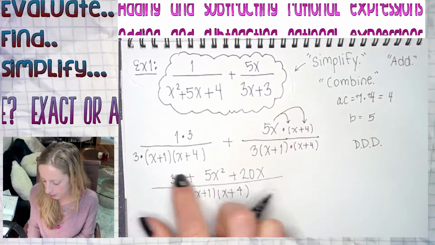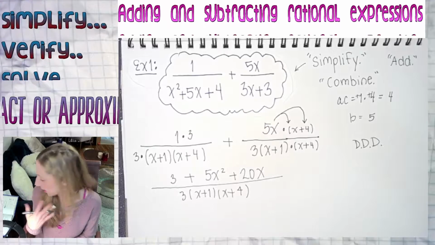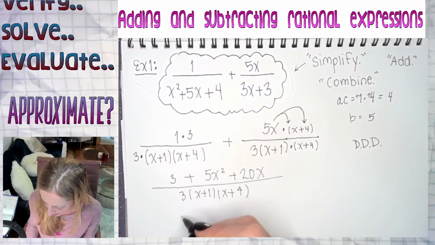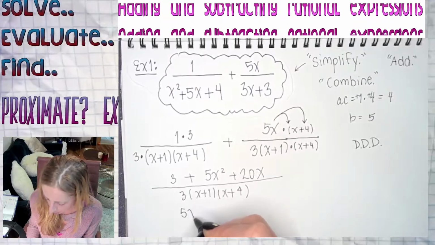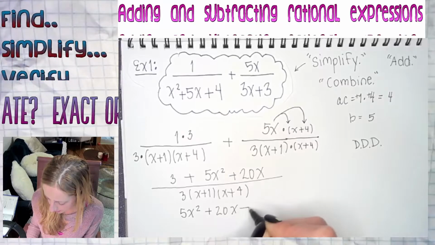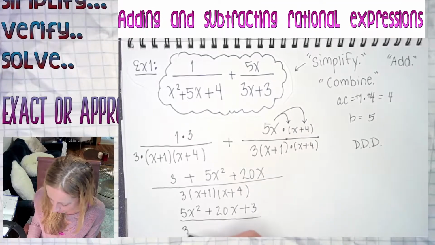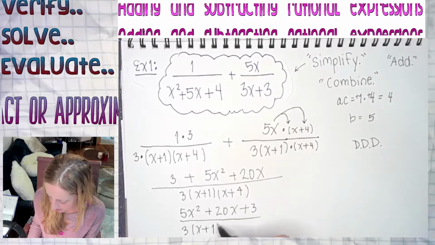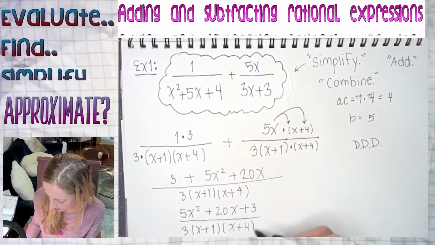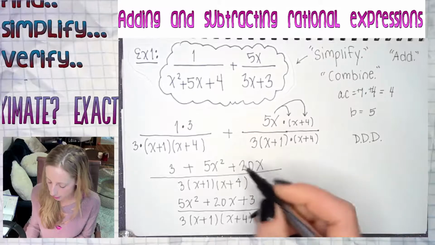Next step, I'm going to clean up this numerator. I'm just going to put it in order, and think, could I factor that numerator and see if we could go from there? I'm going to go standard form for that numerator: 5x squared plus 20x plus 3 over 3 times x plus 1 times x plus 4.